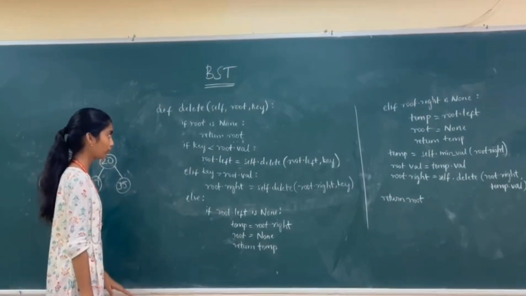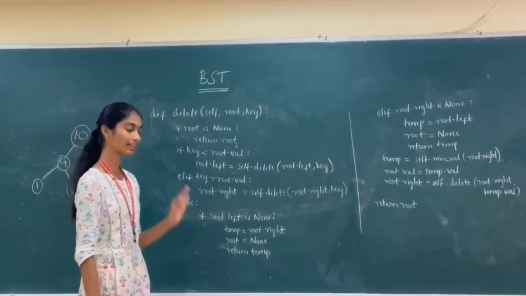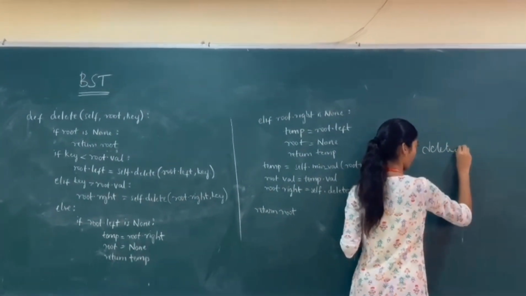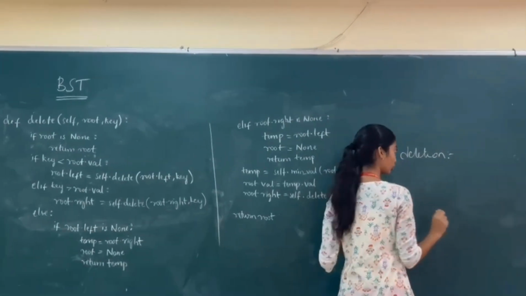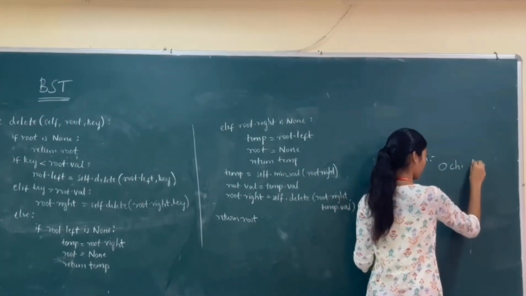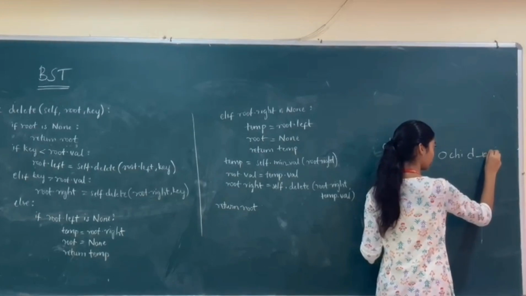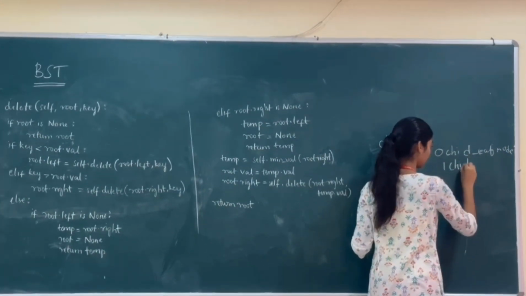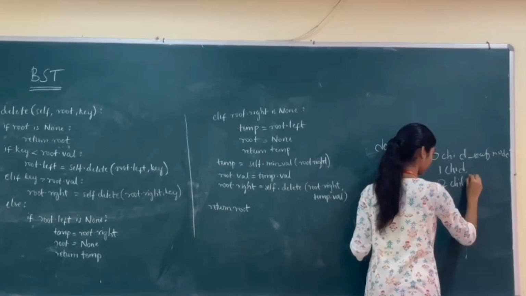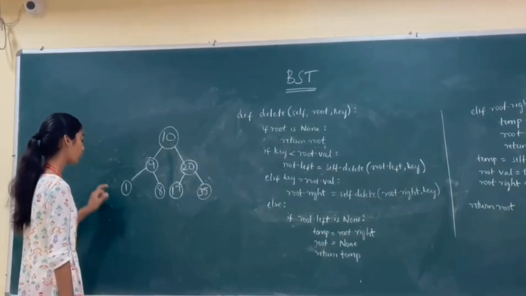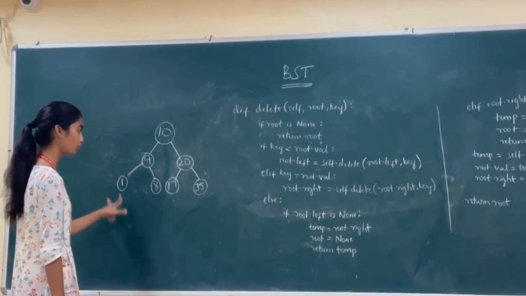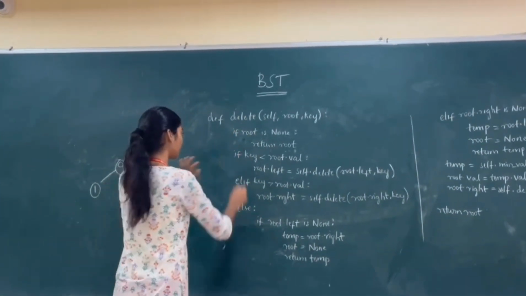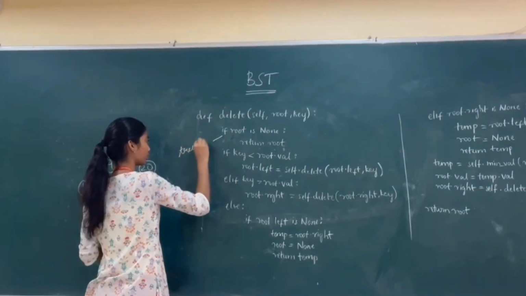Now I would like to tell about the deletion operation in a binary search tree. There are three cases in deletion operation: when the node has 0 children, that is a leaf node, 1 child, and 2 children. If you want to delete one, which is a leaf node with no children, here we see root is None, which means the tree is empty. Here the condition is the tree is empty.